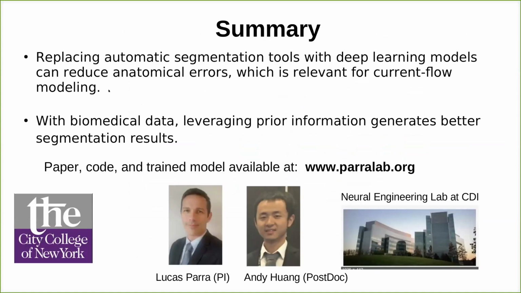And so to summarize, we've shown we can replace automatic segmentation tools with deep learning models and considerably reduce the anatomical errors, which are relevant for current flow modeling, as missing a huge chunk of CSF within the brain will affect modeling of the current flow considerably. And with biomedical data, I can show that leveraging prior information also generates better segmentation results, especially in cases where we have small training samples. Thank you very much.